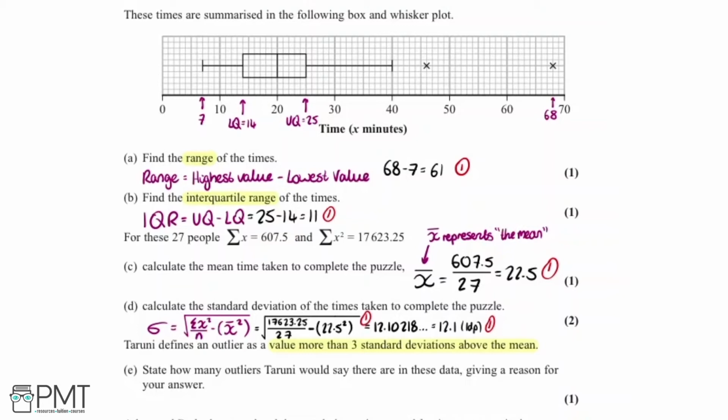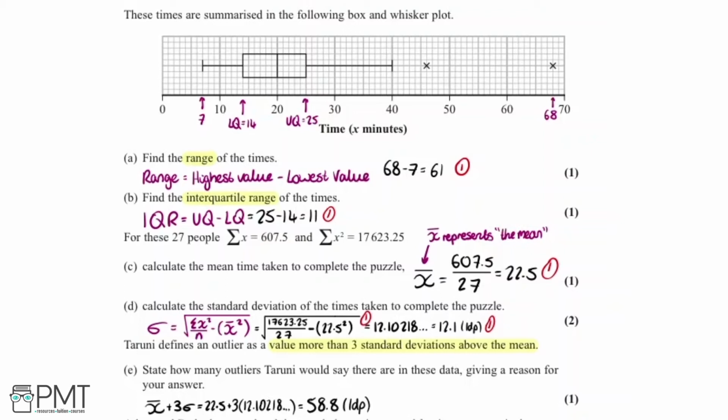So I'm going to write that a bit more mathematically here. I'm going to use our symbol x bar that we did earlier for the mean, and say more than 3 standard deviations above the mean. So I'm going to add 3, and again use our symbol for our standard deviation. And I'm going to work out what that is. So we've got the mean as 22.5, and we're going to add 3 multiplied by our standard deviation, which we worked out previously is 12.10218... I'm going to put that into the calculator to see what we get. And that gives us 58.8, if I round it to 1 decimal place.